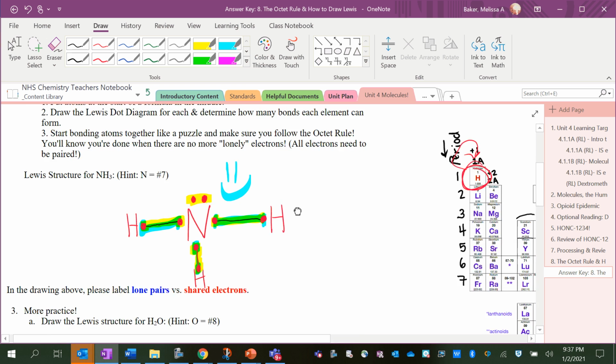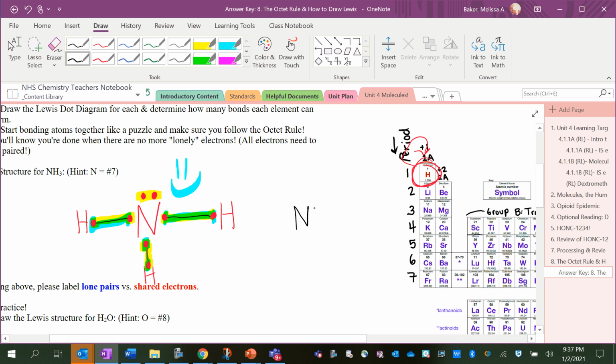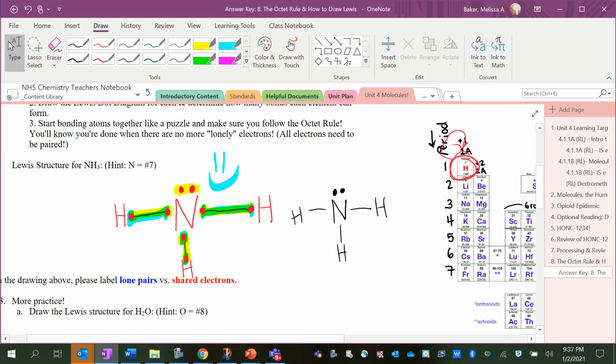Now, I'm going to redraw this, just showing lines and the lone pair. Okay, so just lines instead of showing all the dots. It's nice to have those. I'm okay with you leaving it, but this is kind of a little bit cleaner and how you would see the structure drawn in an actual science journal, for example.